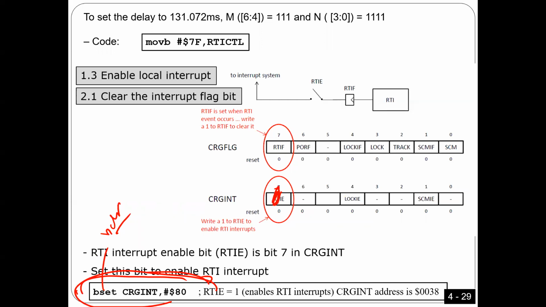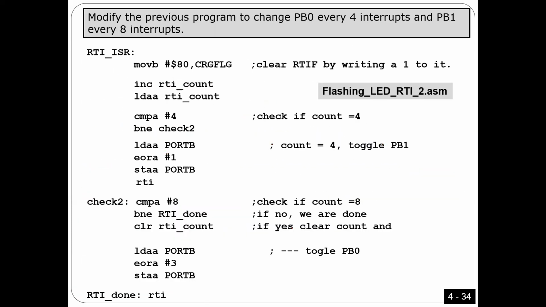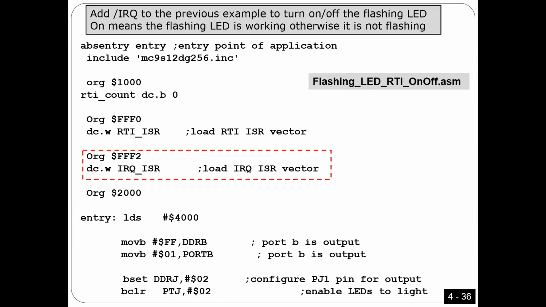Okay. So once you allow the interrupts, you are going to see flashing. Once you disable the interrupts, you are not going to see flashing. This is in general for any interrupt. If this interrupt is doing a certain task and you want to stop this task, disable the interrupts. If you want to do this task again, you just enable interrupts.